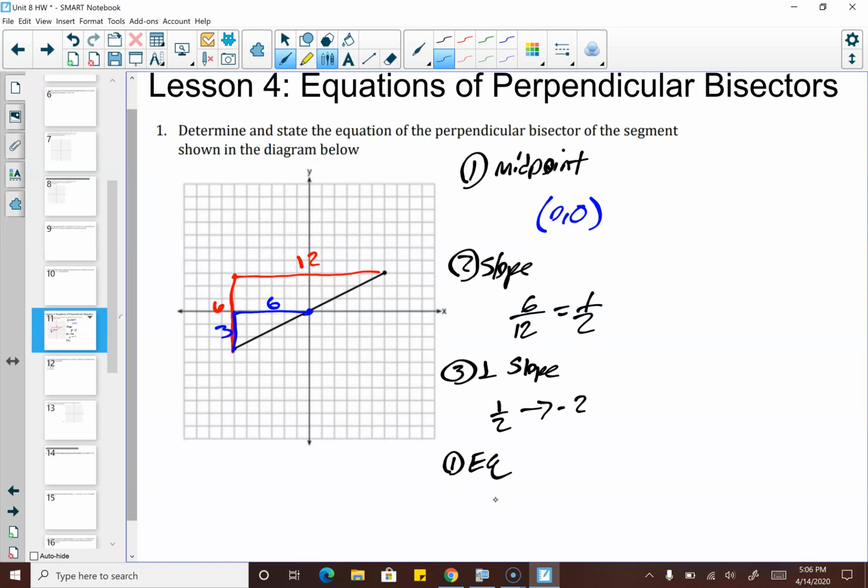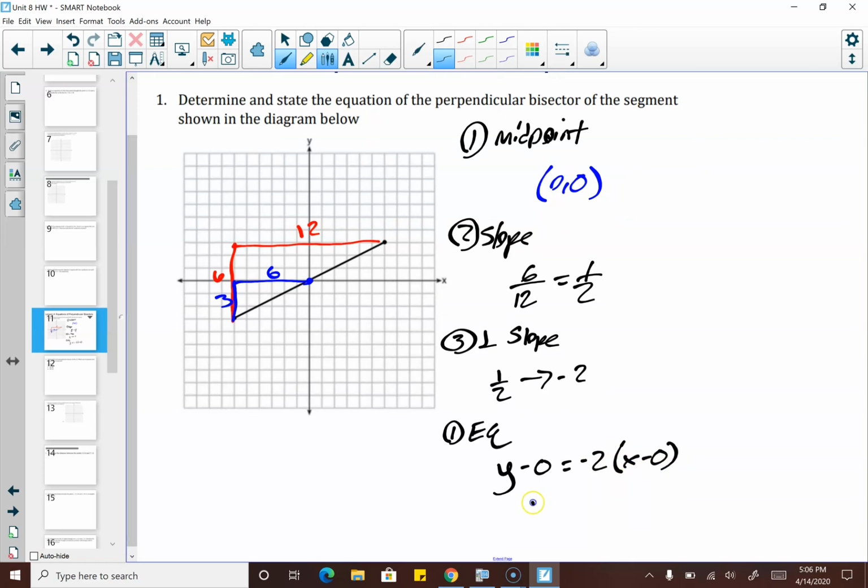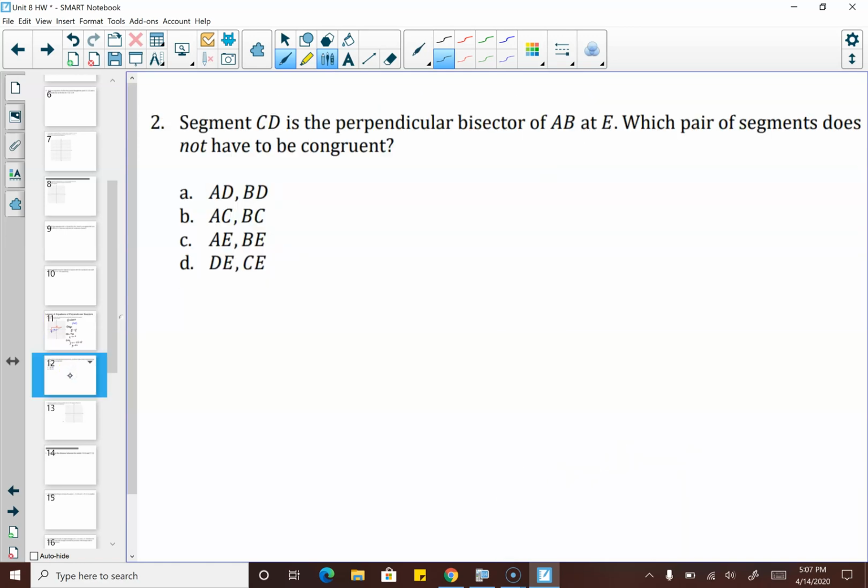Okay, and again, most of the time we do this in point slope. So y minus y1, so y minus 0 equals perpendicular slope as m, -2, parentheses x minus 0, if we use that midpoint. So just to clean that up a little bit, obviously you don't need the minus 0. So realistically what you get is y equals -2x as our equation, okay? If you had left it in its point slope form, that would have been fine. But I just chose to kind of clean it up a little bit.